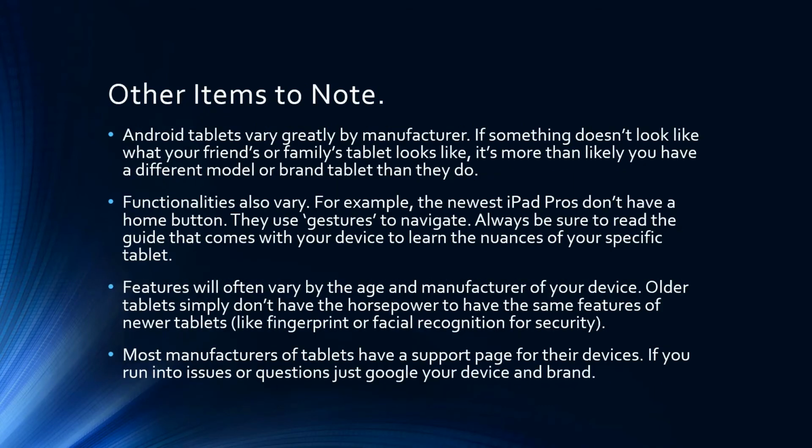Other items to note: Android tablets vary greatly by manufacturer. If something doesn't look like what your friends or family tablets look like, it's more than likely you have a different model or brand of tablet than they do. Functionalities also vary. For example, the newest iPad Pros don't have a home button. They use gestures to navigate. Always be sure to read the guide that comes with your device to learn the nuances of your specific tablet. Features will often vary by the age and manufacturer of your device.